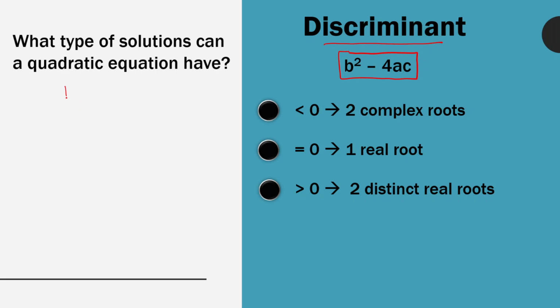Now why is that? Well, let's think back to algebra class. We learned that quadratics graph as parabolas. So if the parabola looks like this, it has one unique solution.